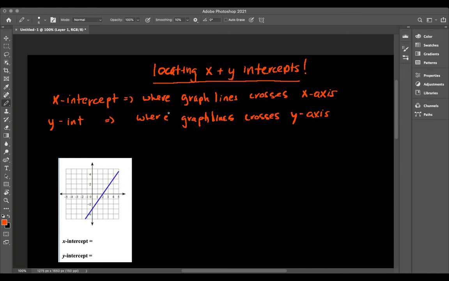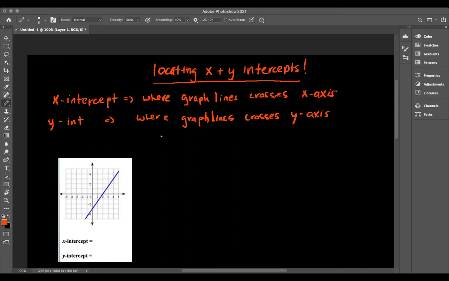Math enrichment today, and the focus of the week is going to be on x and y intercepts and basically determining where the coordinate points are. So first thing we want to know, I'm going to get right into it, is what is an x-intercept? Basically, the x-intercept is where the graph line crosses the x-axis, okay? And the y-intercept is where the graph line crosses the y-axis, okay? I think we can figure that out.